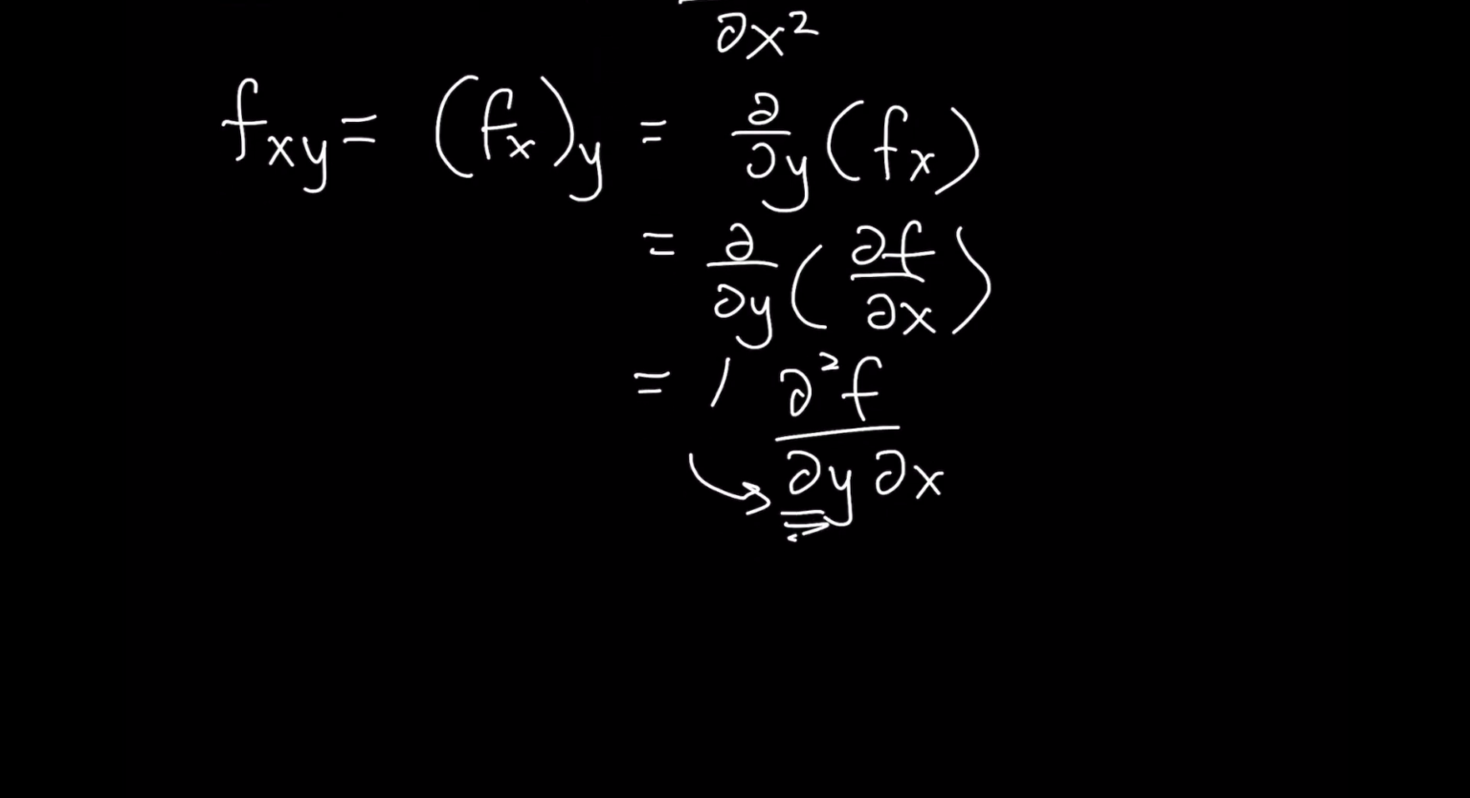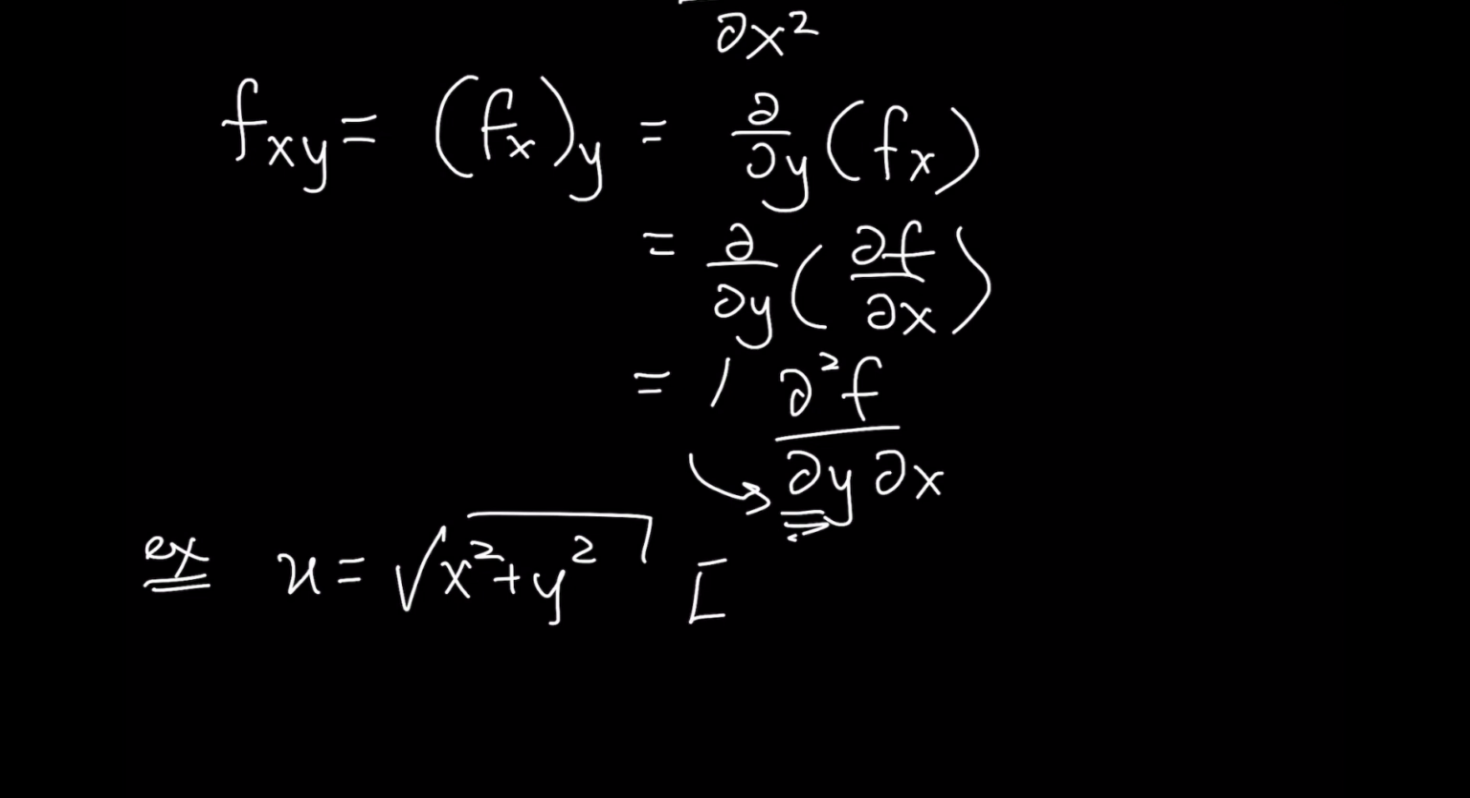Now I'm going to go through some examples here. The example that I'm going to talk about is this function right here. Note, this function is essentially the distance from the origin, 0, 0, to some point x and y.